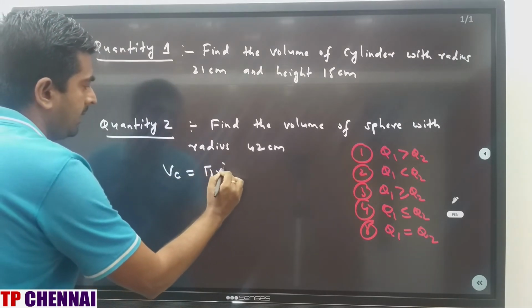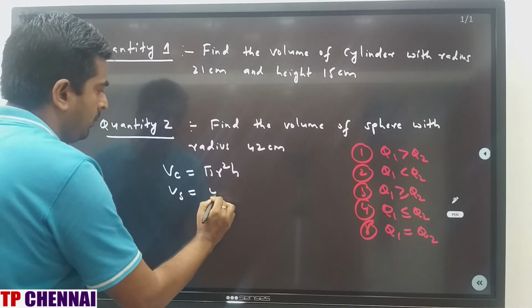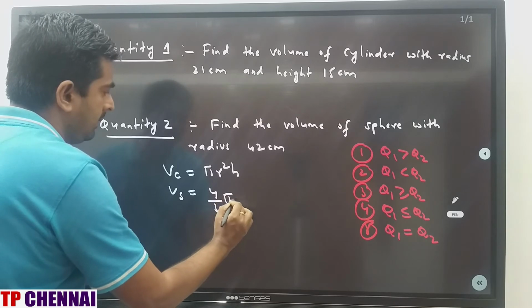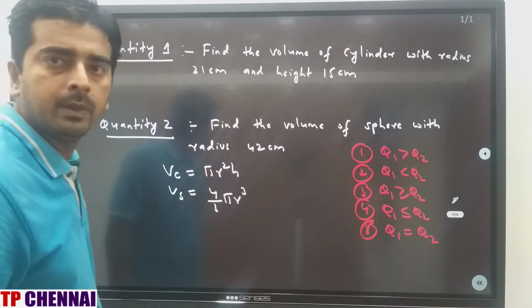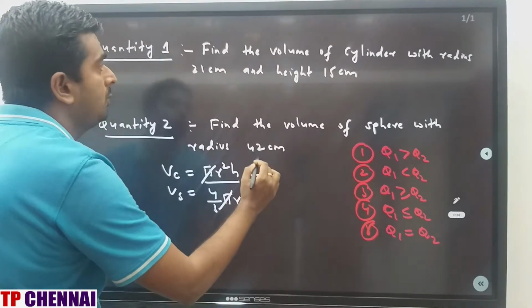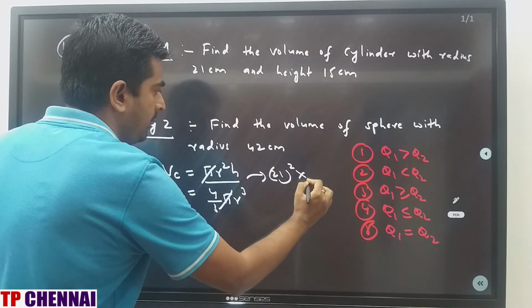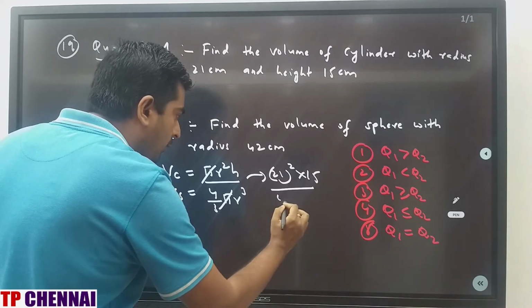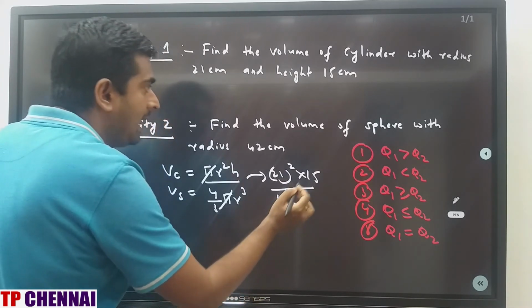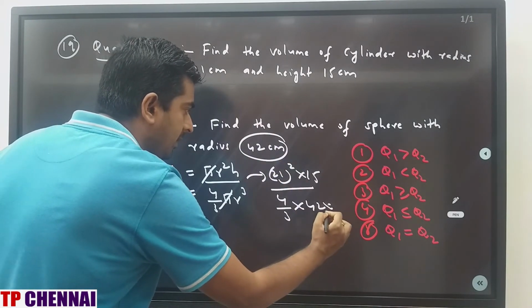I R square H. And volume of sphere, what is the formula? 4 by 3 pi r cube. Right? Pi and pi will be cancelled. Here r square is how much? You will say 21 square into 15 divided by, here 4 by 3 r cube. R is how much? 42, bigger than both the numbers.